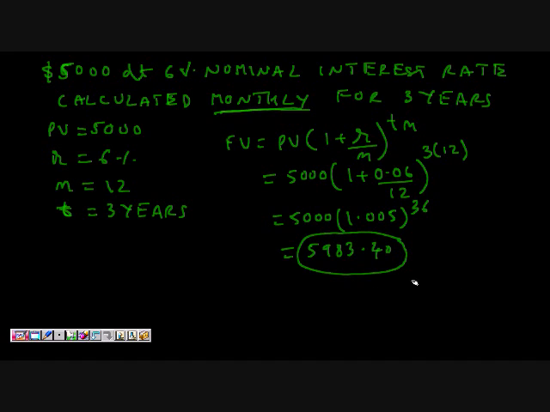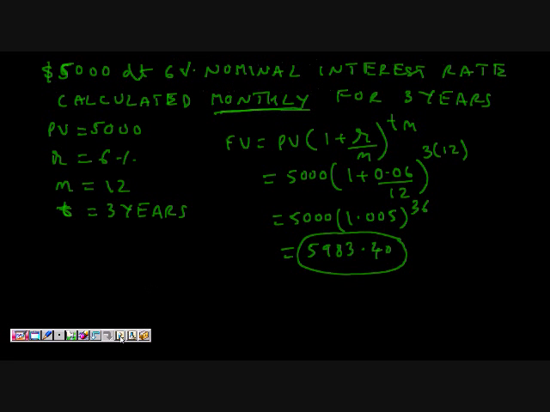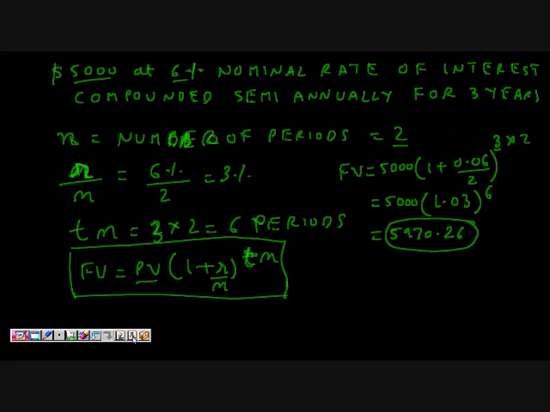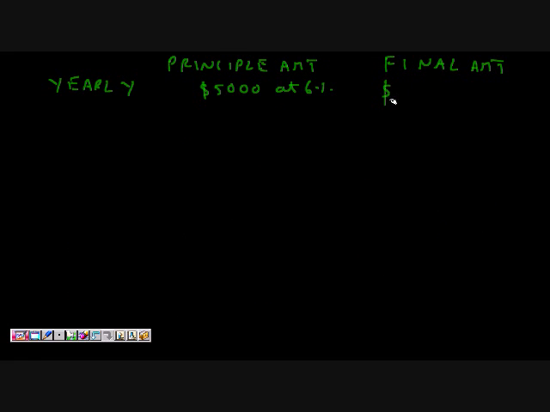So let's summarize this in a table. The principal amount and final amount. If you're calculating the interest yearly, the principal amount is 5,000 at 6%. You'll end up with $5,955.08. So let's write that out. It's 5,000, $955.08 after 3 years.